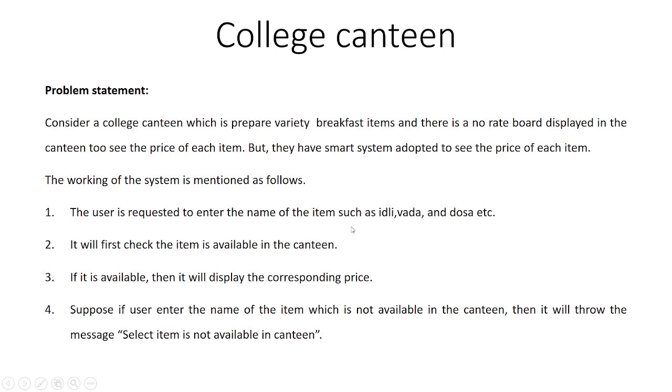And it will first check whether the item is available in the canteen. So this is a part of the system. The system will be checking whether the item is available in the system or not. If the item is available, then it will display the corresponding price on the screen. Suppose the item is not available, then it will throw the message that the item is not available in the canteen, and the user is again requested to select an item which is available from the list. So it will show the list of the items which are available in the canteen, and again the user is requested to enter the name of the item to know the price.